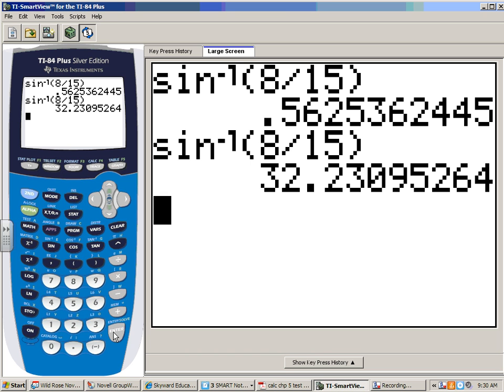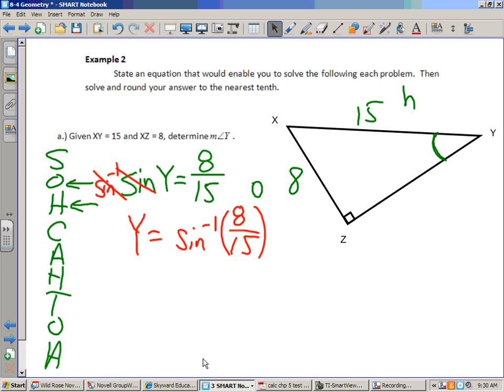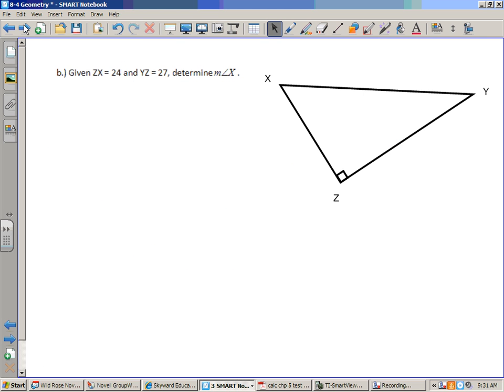So believe it or not, you just found exactly what this angle over here has to be. So y is, well, we'll say approximately 32.2 degrees. So you just figured that out. And all you knew was a couple sides. And based on trigonometry, that's what that angle has to be. For that to be 8 and that to be 15. For all of that to work together, that's what it has to be. Okay? Any questions on that? Well, why don't you take a second and try this one right here on your own.